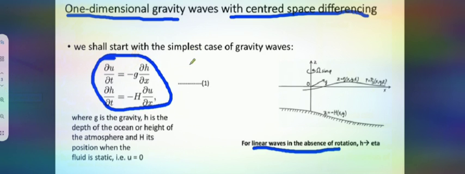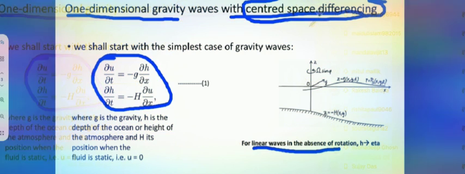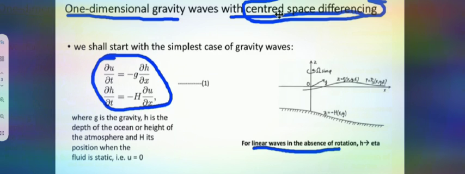So now, what shall we do? We shall attack this problem computationally with the help of center space differencing. You are very much familiar with this term in fluid mechanics. Space differencing with the help of center; we shall do center space differencing on these 2 equations. Here you have 2 equations and 2 unknowns, one is u, the other is h, the dynamic height of the ocean of shallow water.